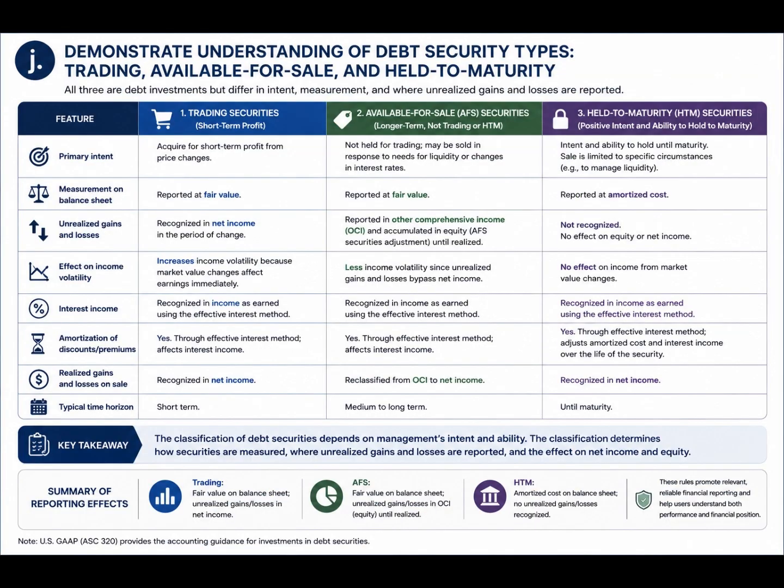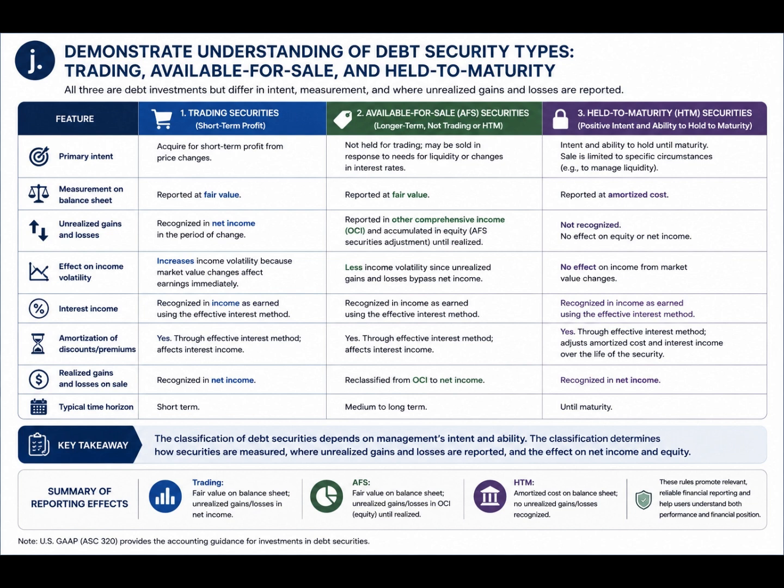J. Demonstrate understanding of debt security types: trading, available for sale, and held to maturity. Trading securities are debt investments acquired for short-term profit. They are reported at fair value on the balance sheet, and unrealized gains and losses are recognized in net income. Because changes in market value affect earnings immediately, trading securities increase income volatility. Interest revenue is recognized in income as earned, consistent with accrual accounting.